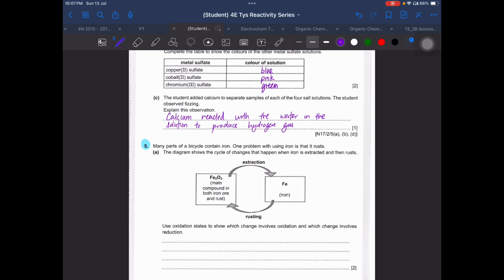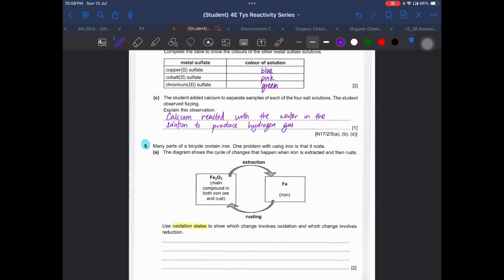Okay, so question 5 is actually a question on redox reaction. So I'm going to take this chance to revise a bit on how to apply oxidation state. Right, so we look at these two setups over here. We know that in terms of the reactions between Fe2O3 to form Fe or Fe to form Fe2O3, we are supposed to identify which one involves oxidation and which one involves reduction.